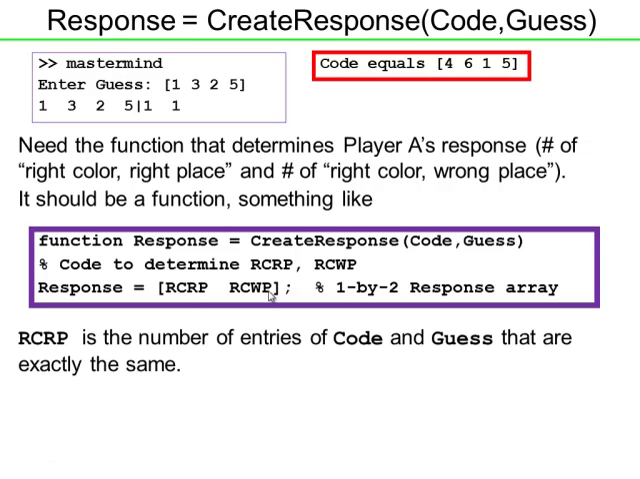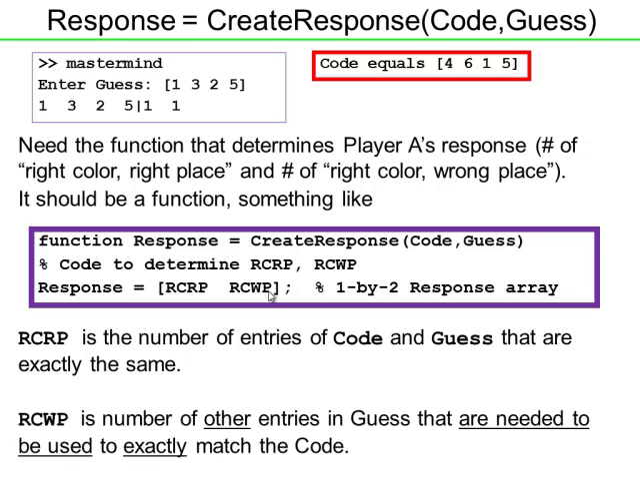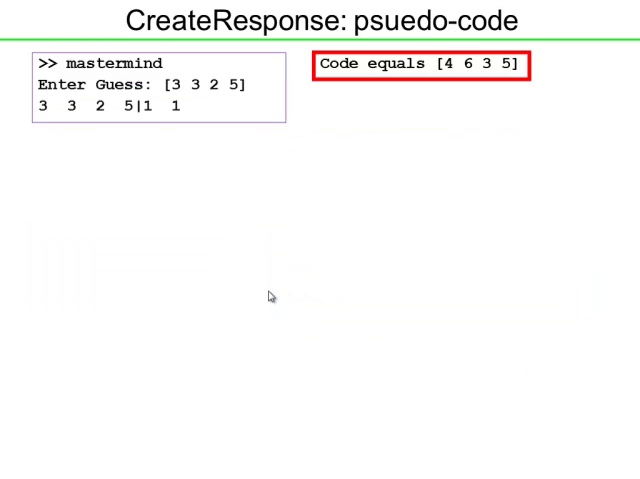So right color, right place is the number of entries of code and guess that are in exactly the same location, same color, same value. And right color, wrong place is the number of other entries in guess that will be needed because they're the right value or the right color to exactly match the code. They're just not in the right location at this point. So let's think of the pseudocode for this.